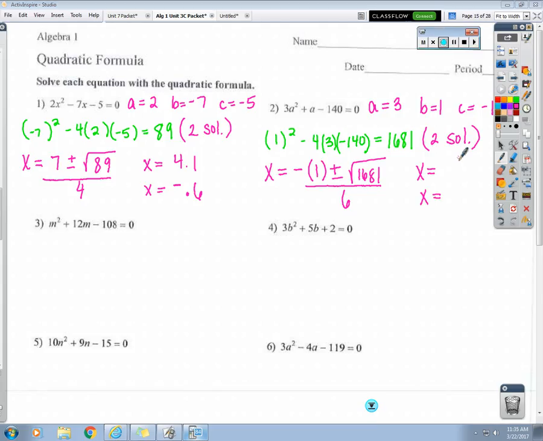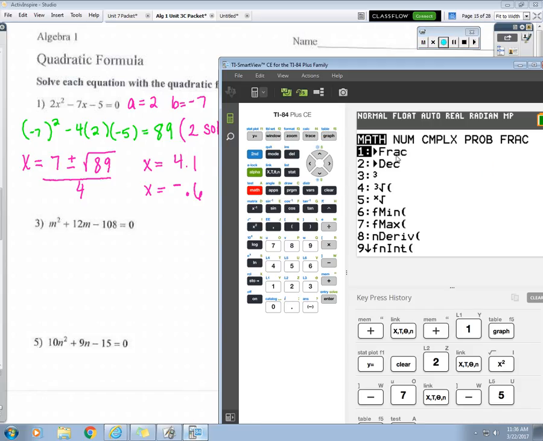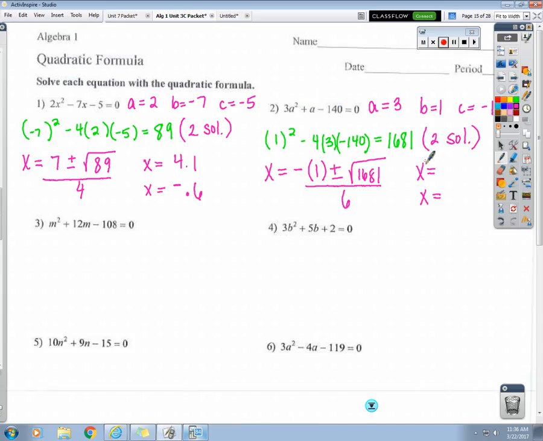Okay, when you type in negative 1 plus the square root of 1681 over 6, what'd you get? How do you change it to a decimal? Look, on the calculator. If you go to math, DEC will change it to a decimal. You just go down to number 2, hit enter, and what do you get? What do you get? Positive? I know, y'all got to pay attention. We just talked about how to change it to a decimal. Pay attention.